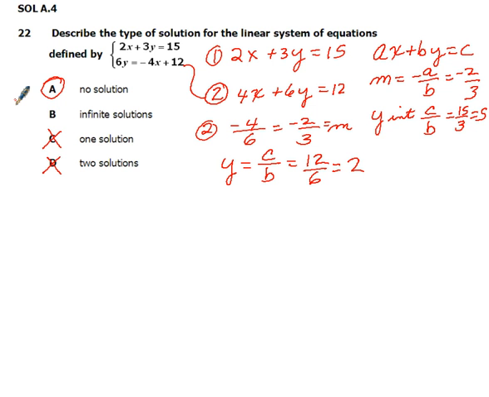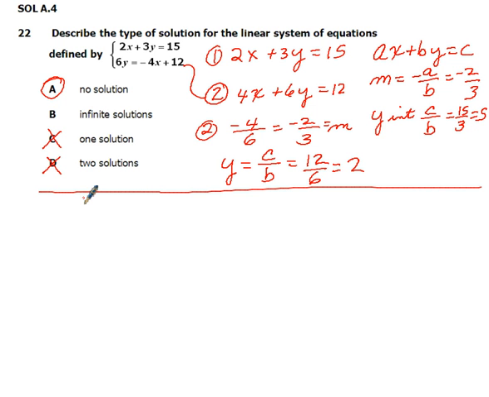On the other hand, if the slope and the y-intercept had been the same, then we would have had infinitely many solutions, but in this problem, that's not the case. These are two parallel lines. I would like to work this problem another way as well.